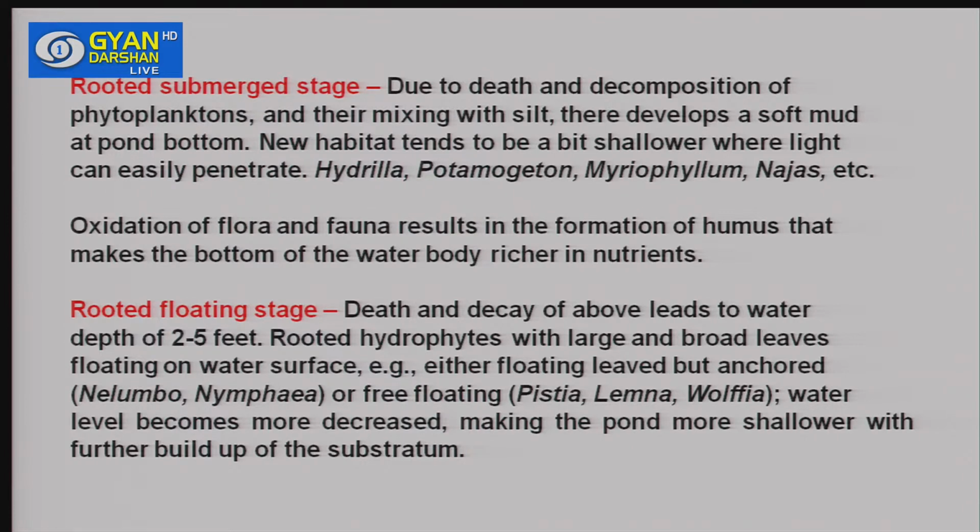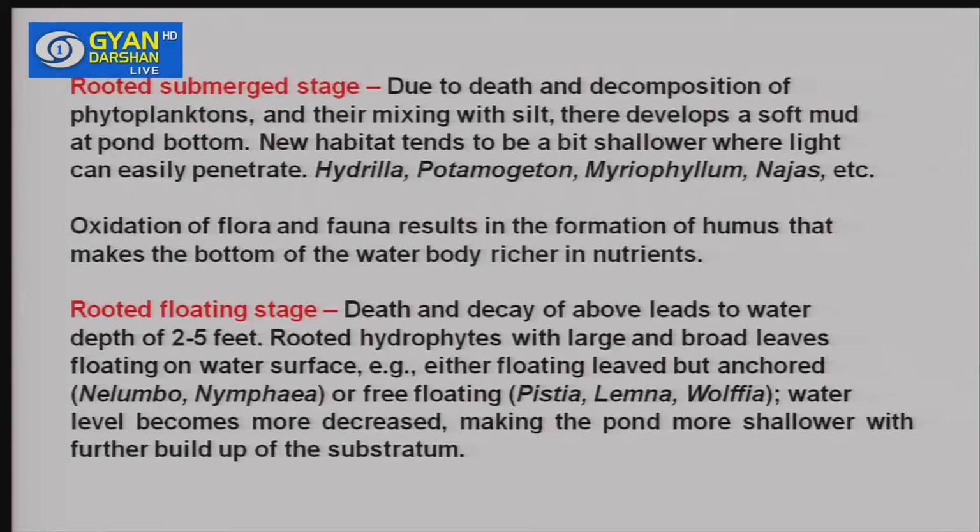The rooted hydrophytes with large and broad leaves floating on the water surface. So initially it was rooted submerged species. Now there will be rooted species which have free floating leaves. Nelumbo, Nymphaea, like the lotus, if you have seen lotus leaves, or free floating species like Pistia, Lemna, Wolffia. So these kinds of species, either having floating leaves or free floating, will come and settle in the next stage, that is the rooted floating stage.